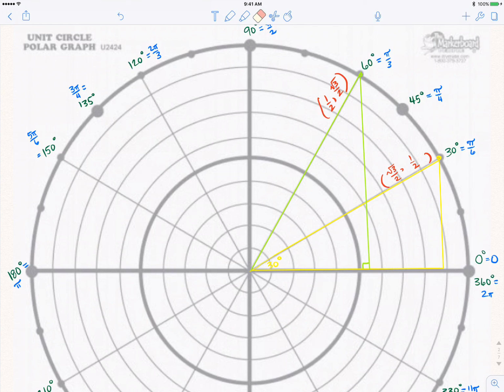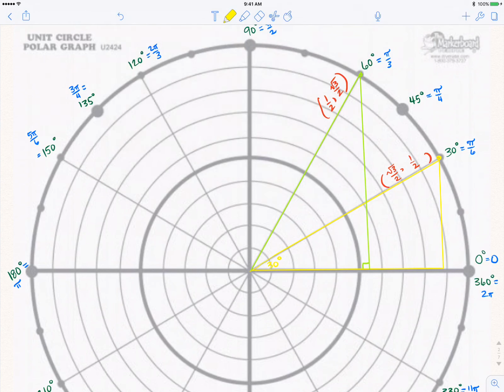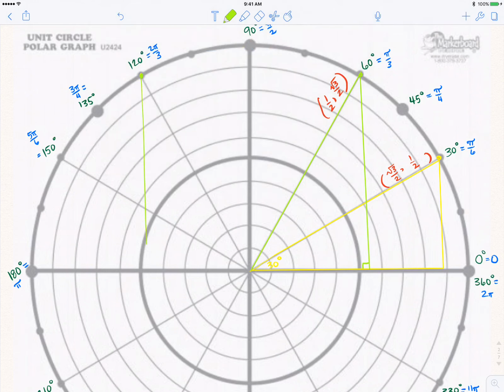Let's go to the next spoke. I'm going to skip over 90 degrees for right now. Let's go to the next spoke, which is at 120. So I'm at 120. Drop down to the x-axis. That's all I'm going to draw. Notice that the x piece of this is short, the y piece is long. So x piece is short, but it's going to the left, so this is going to be a negative 1/2. Y piece is long, but it's going up, root 3 over 2.